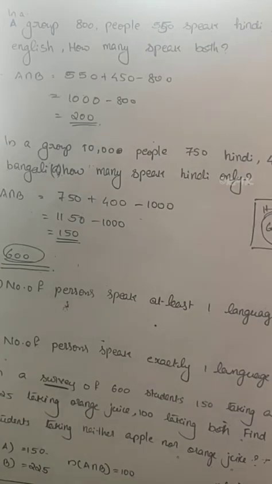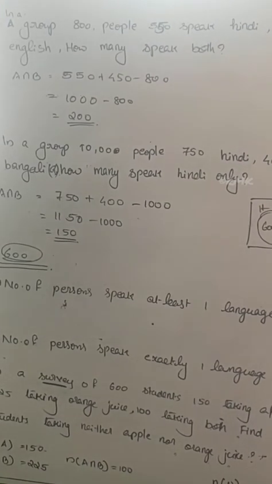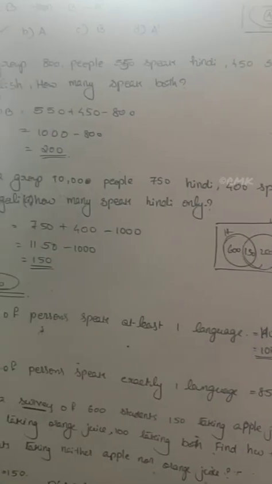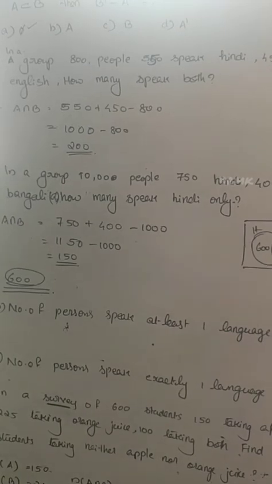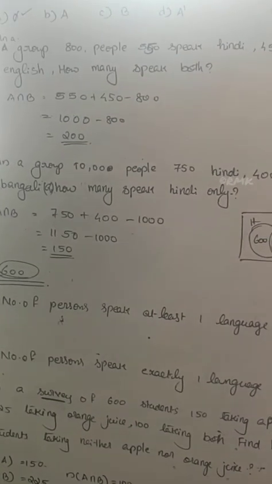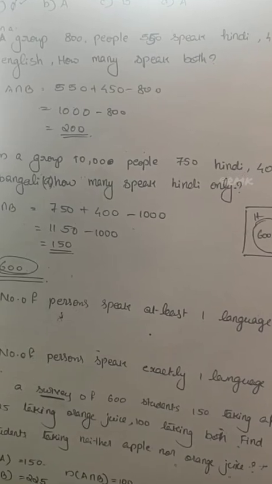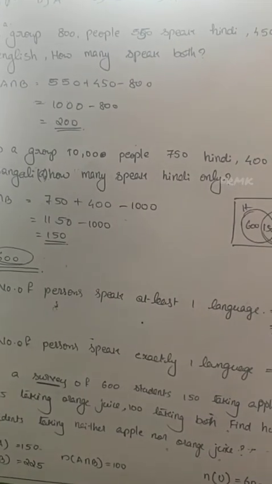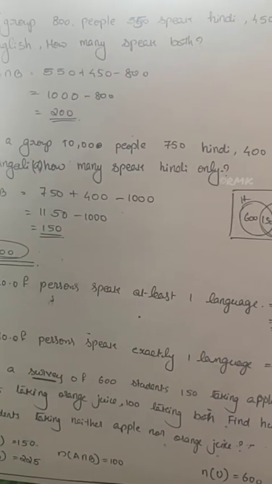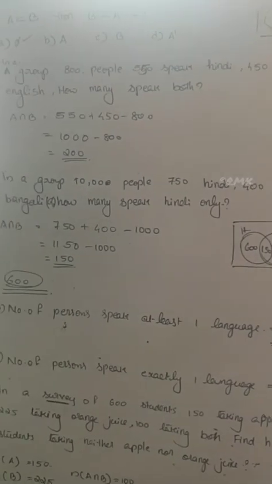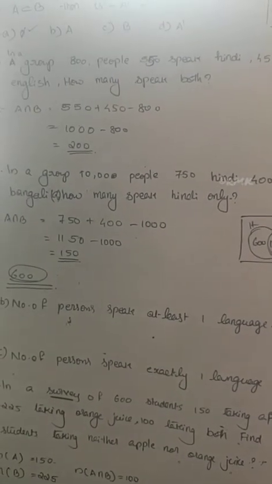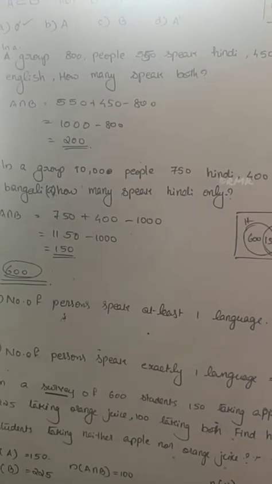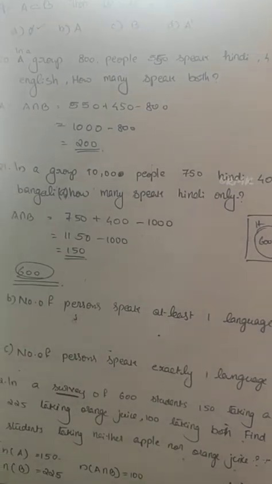Example questions are: in a group of 800 people, 550 speak Hindi, 450 speak English. How many speak both? Both means A intersection B, A and B. Result is n of A plus n of B minus n of A union B, that is 550 plus 450 minus 800. In a group means that is here A union B. So 1000 minus 800 is 200.